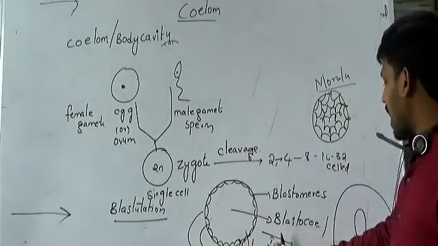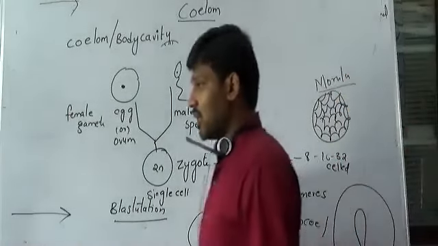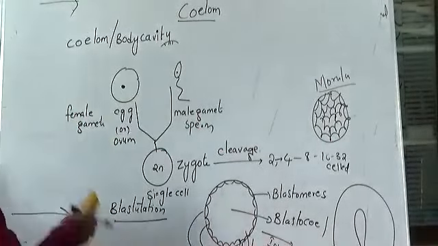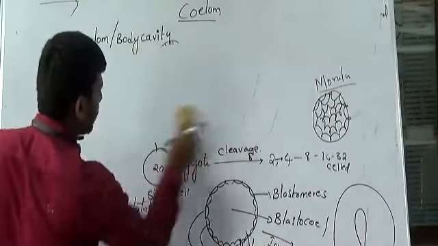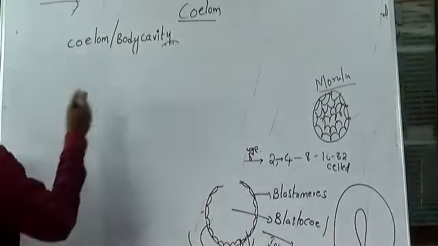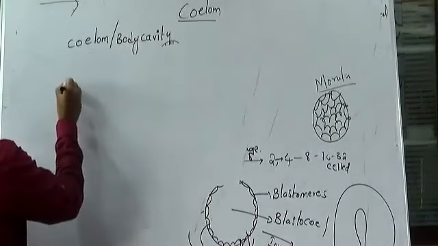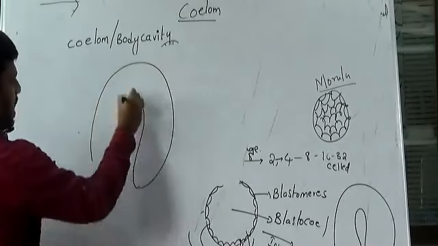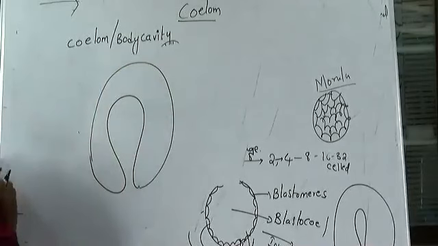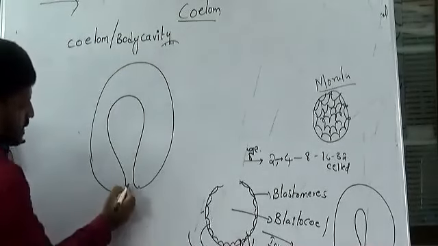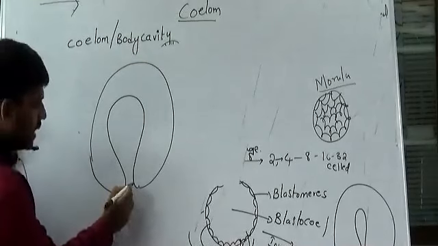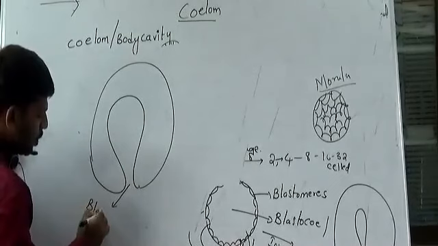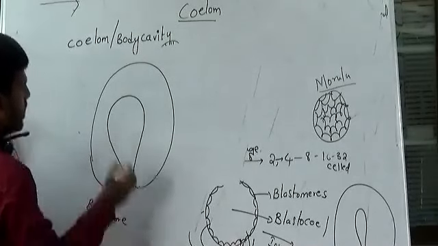And this blastula goes through what? Invagination, which results in the formation of the gastrula. See here, this is the blastula, right? The blastula results in the formation of the gastrula. Whenever you see here, there is a minute opening present at the base, which we call the blastopore.